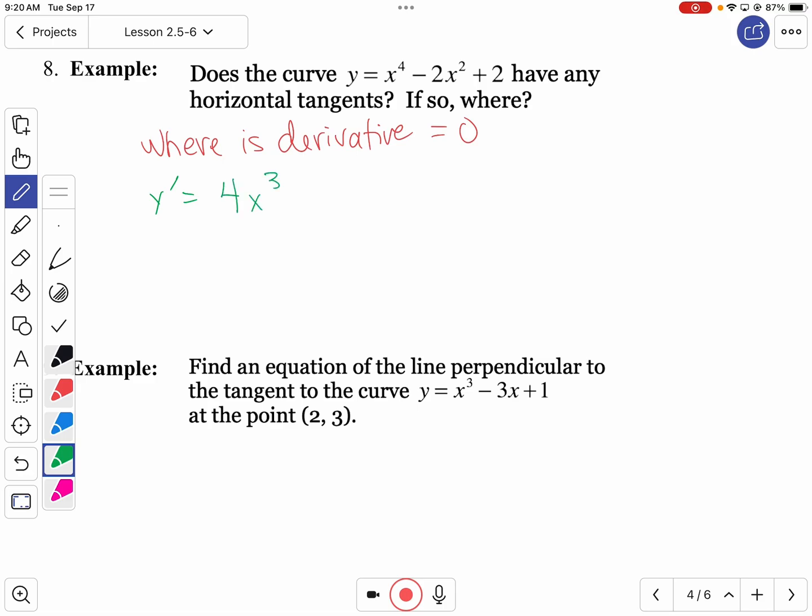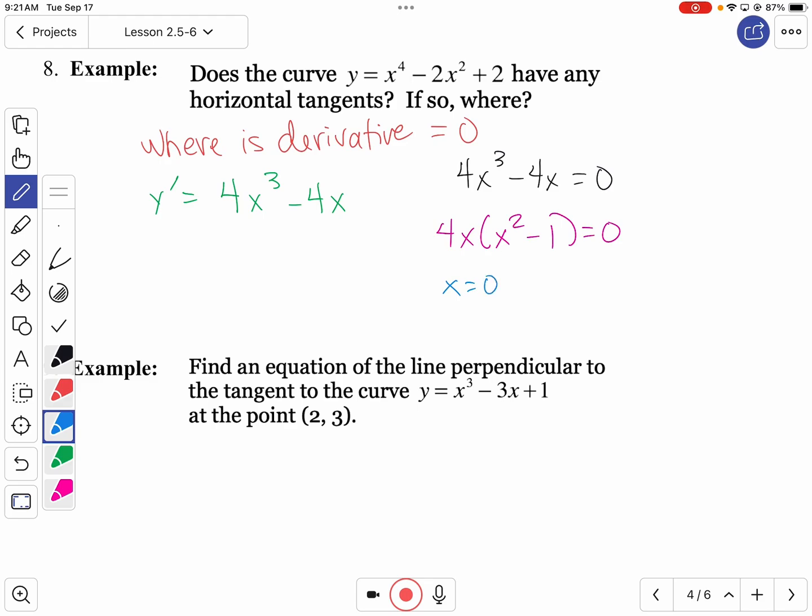Four x to the third minus 4x, okay? So we're going to take that derivative and we're going to set it equal to 0. Now, we've got to solve this equation, right? What would you do? Take out a 4x. That leaves me with an x squared minus 1. And so then what is x going to equal? Yeah, 0, 1, and negative 1.